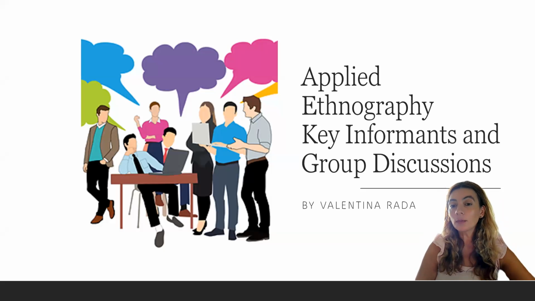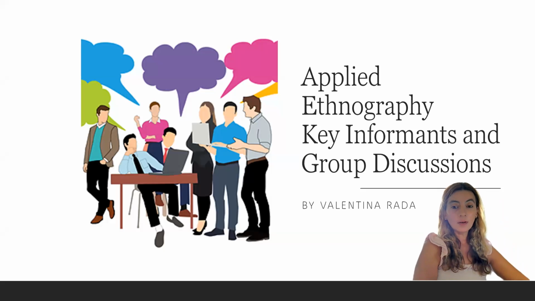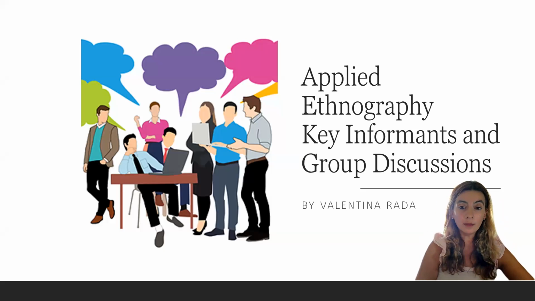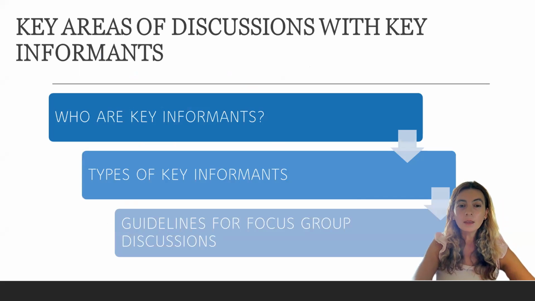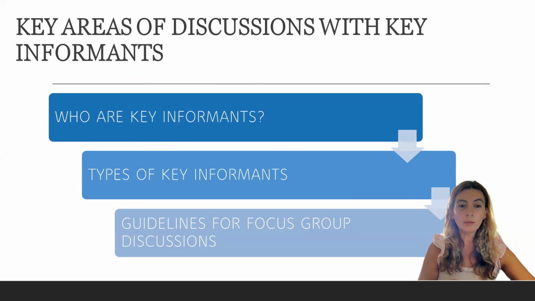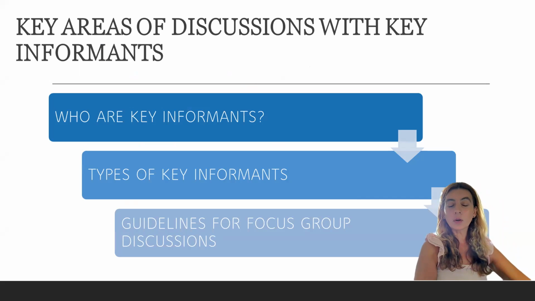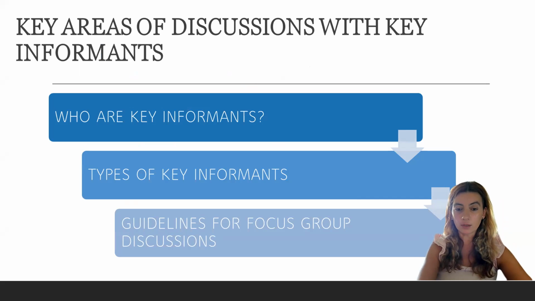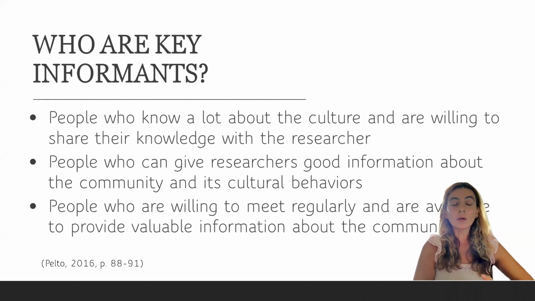This time we are on step number 4 of identifying key informants and who they are, and how to carry on the group discussions with the key informants. So really quick, key areas for discussion from this chapter would be who are key informants, types of key informants, and a couple of guidelines for focus group discussions. So, who are key informants?